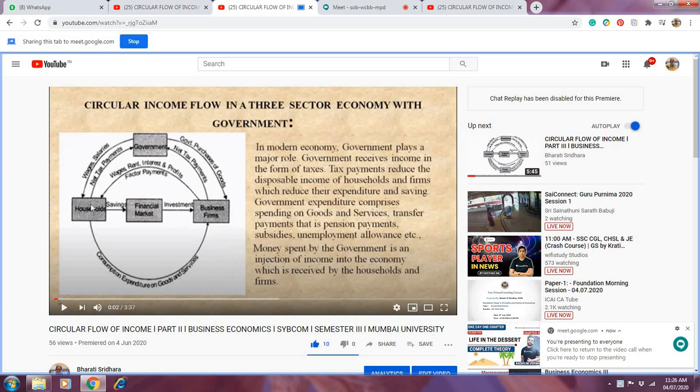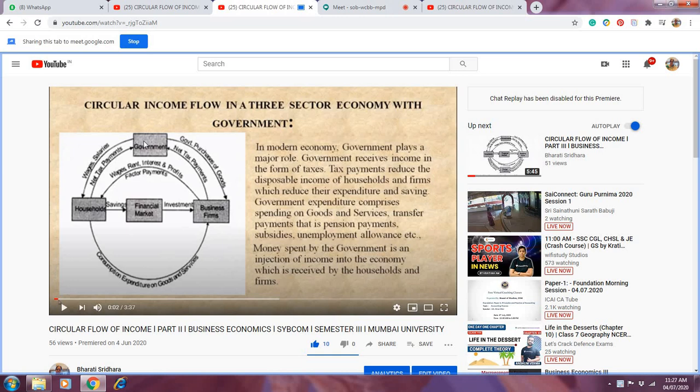Now what we are including here in the three sector economy is the government part, because in the modern economy, or in every economy, the government is playing a very, very important role. Government is deciding about the policy measures, about how to spend money on economic and administrative achievements. Government is doing a lot of work.